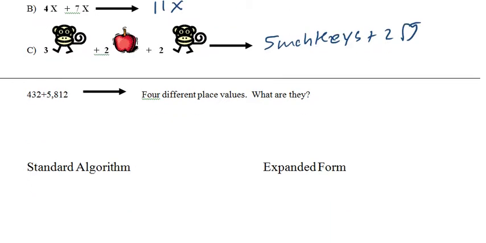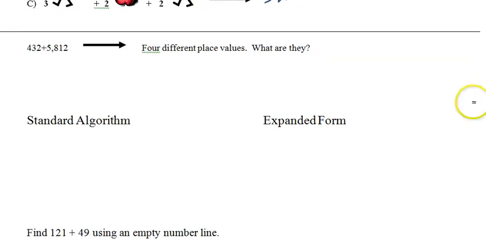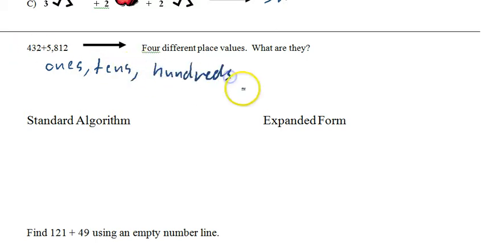It's because we need to line them up. You have 4 different place values here. You have a 2, that's the ones. You have a 3, that's in the tens. You have a 4, that's in the hundreds. And then you have a 5, that's in the thousands. We have 4 different things.